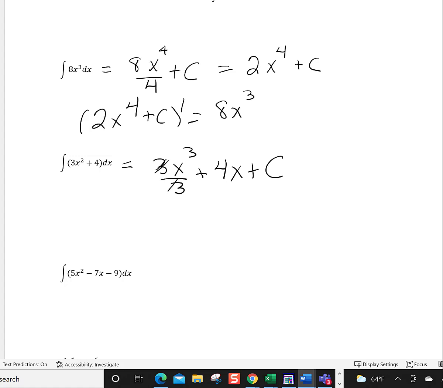You do want to cancel, make it a little bit better. The 3's cancel. I have x cubed plus 4x plus c. And again, check it. X cubed derivative is 3x squared. 4x derivative is 4. C goes away.